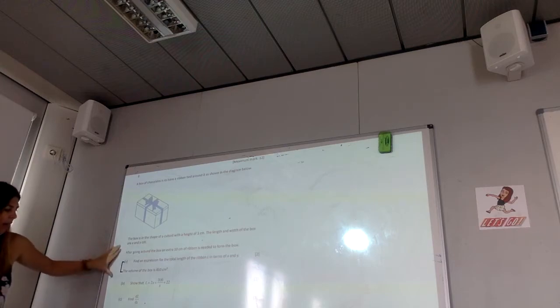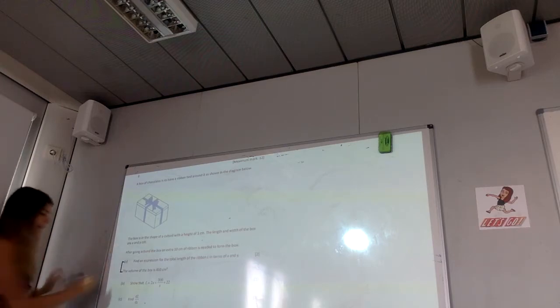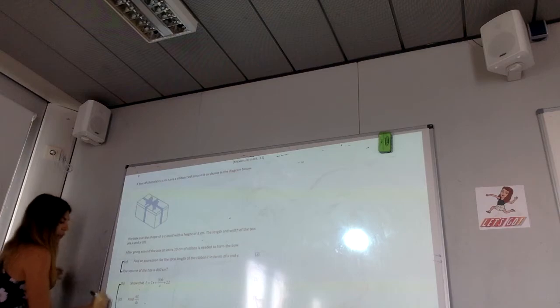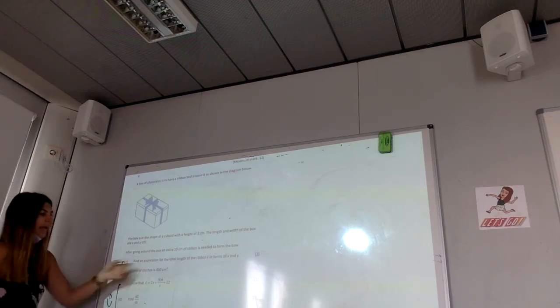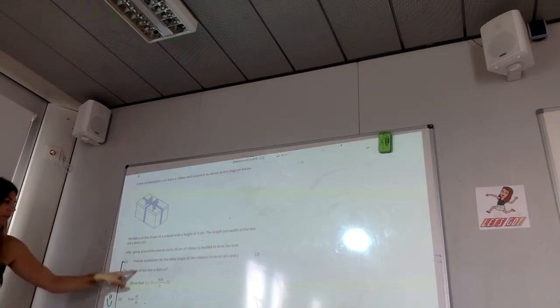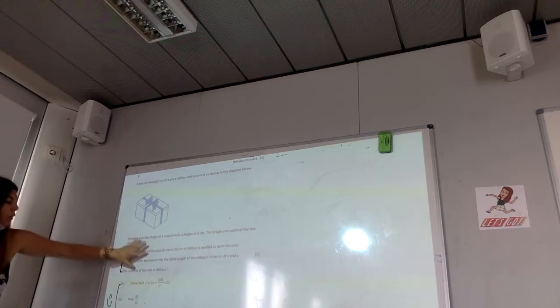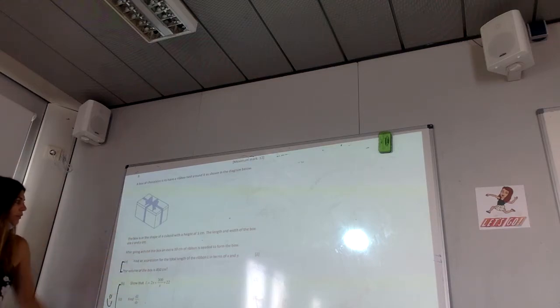Now, A is the hardest part. B to E, I think, are relatively easy. But what's hard about this question is that A will throw you off. But don't worry, because you can carry on with the rest of the question without doing A.